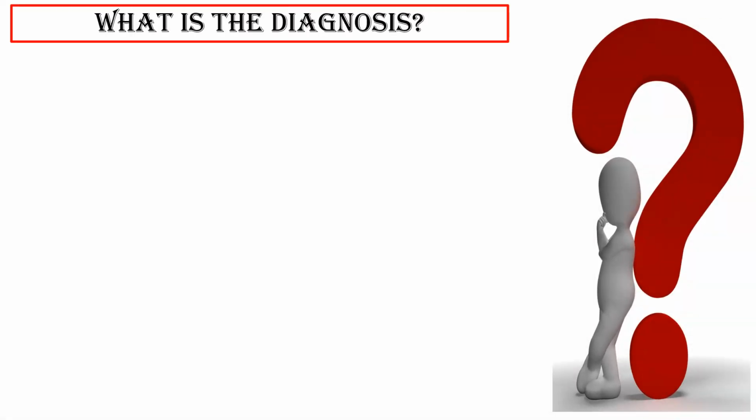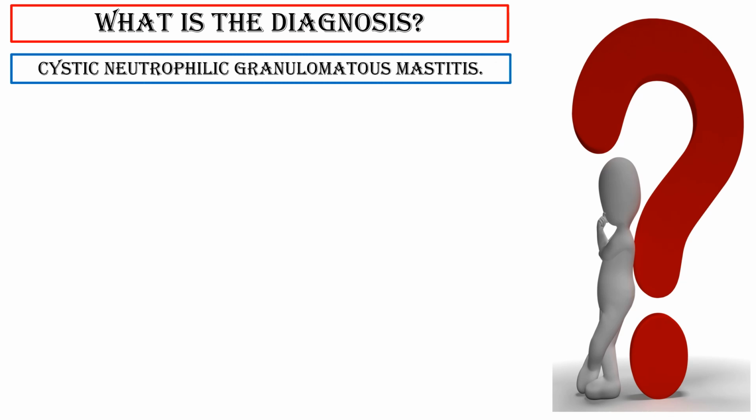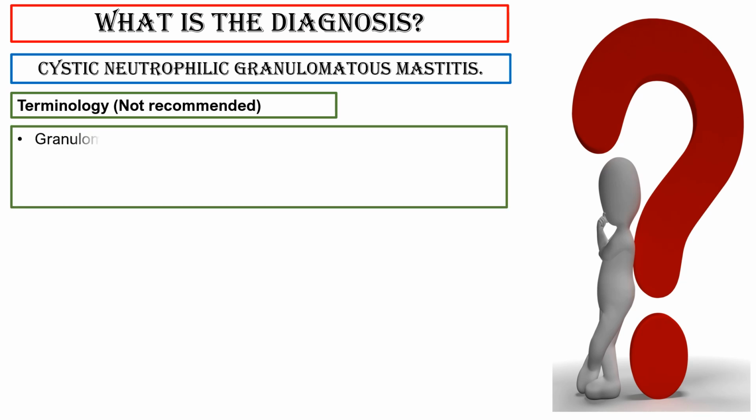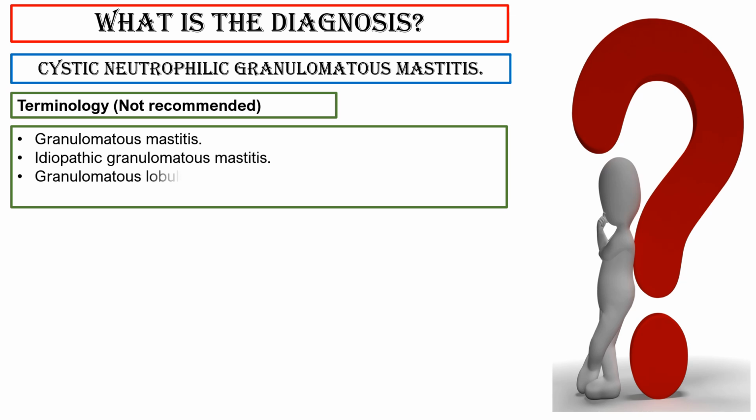Okay, what is the diagnosis? It is cystic neutrophilic granulomatous mastitis. Terminology not recommended: granulomatous mastitis, idiopathic granulomatous mastitis, granulomatous lobular mastitis, idiopathic lobular granulomatous mastitis.